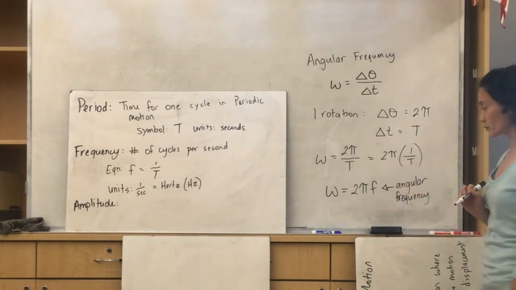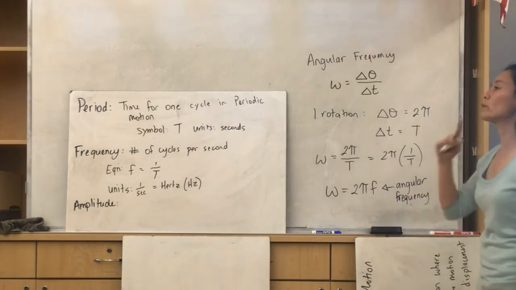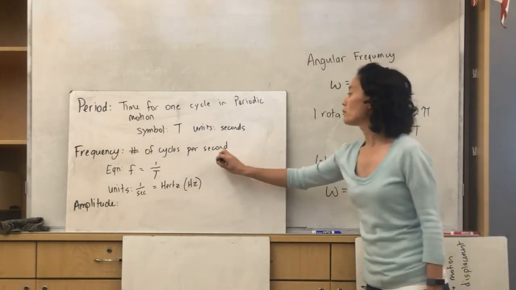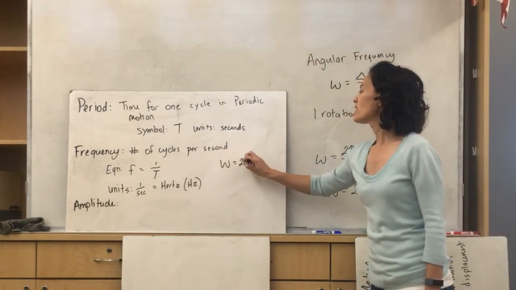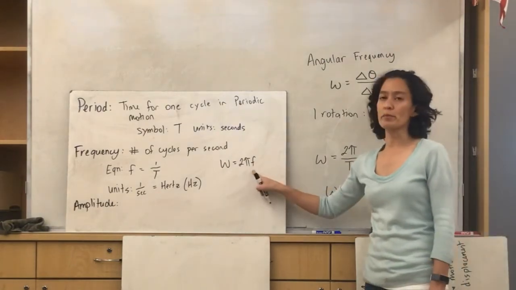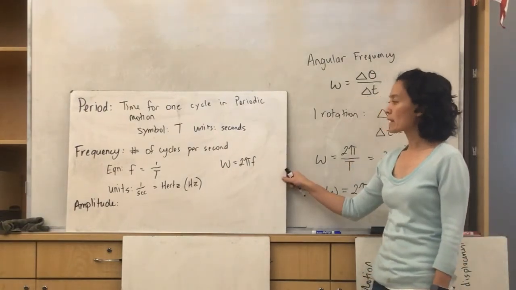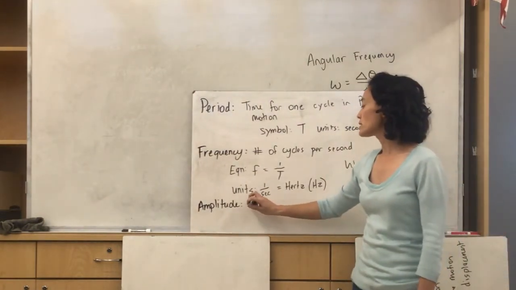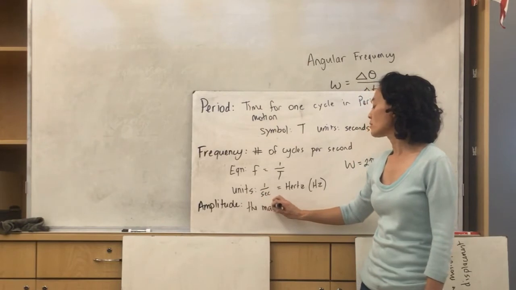Because it's looking at how quickly we are rotating. So that's something that we will see quite a bit when we talk about what are called the equations of motion, that my angular velocity can be represented in terms of my frequency. And then we have a quantity called the amplitude. And this is the maximum displacement from equilibrium.